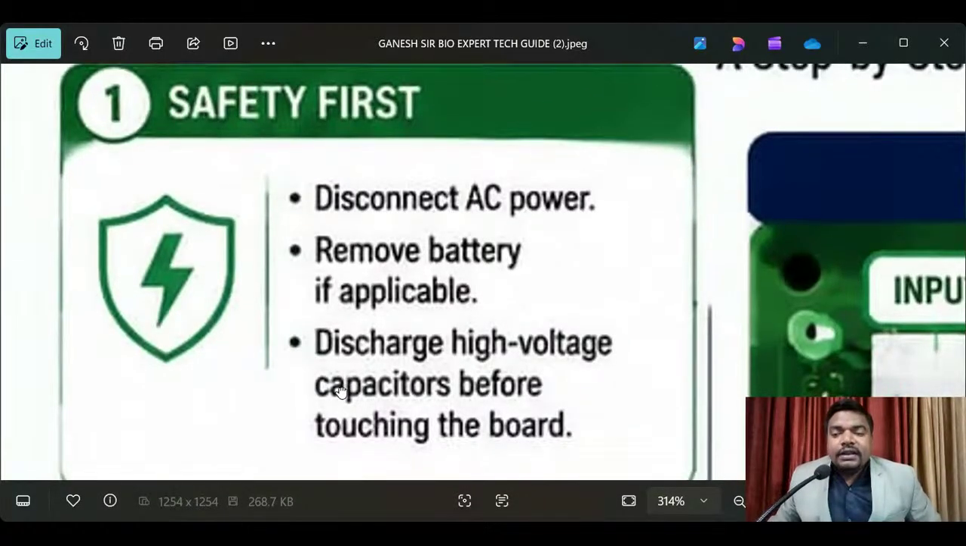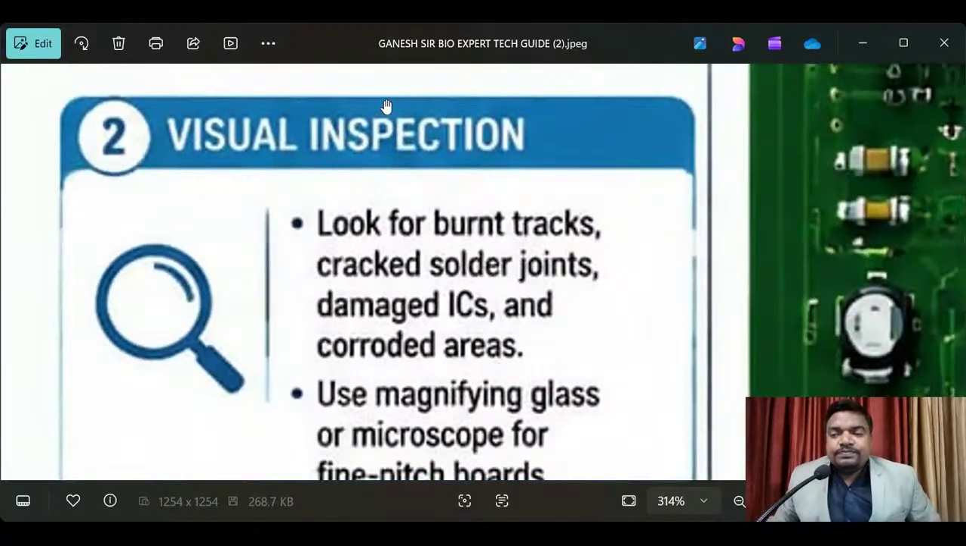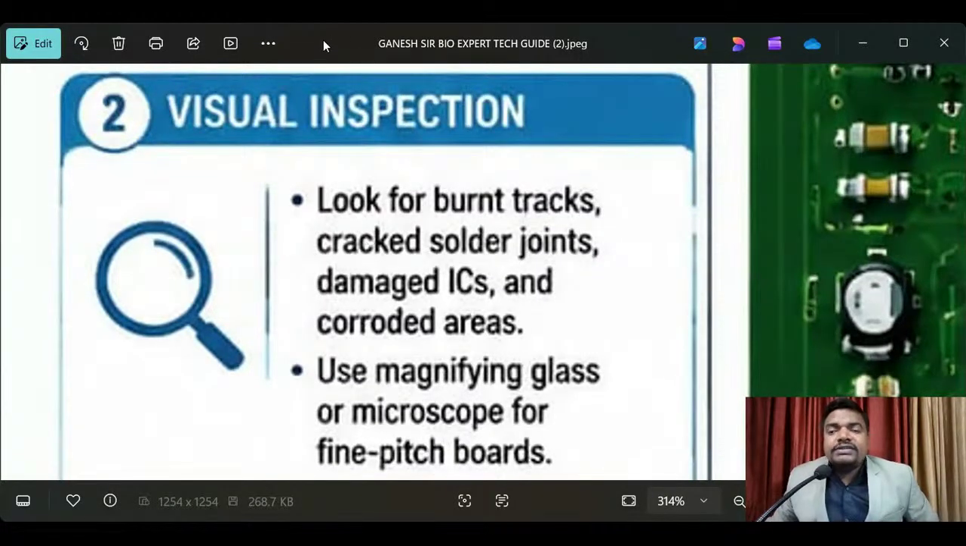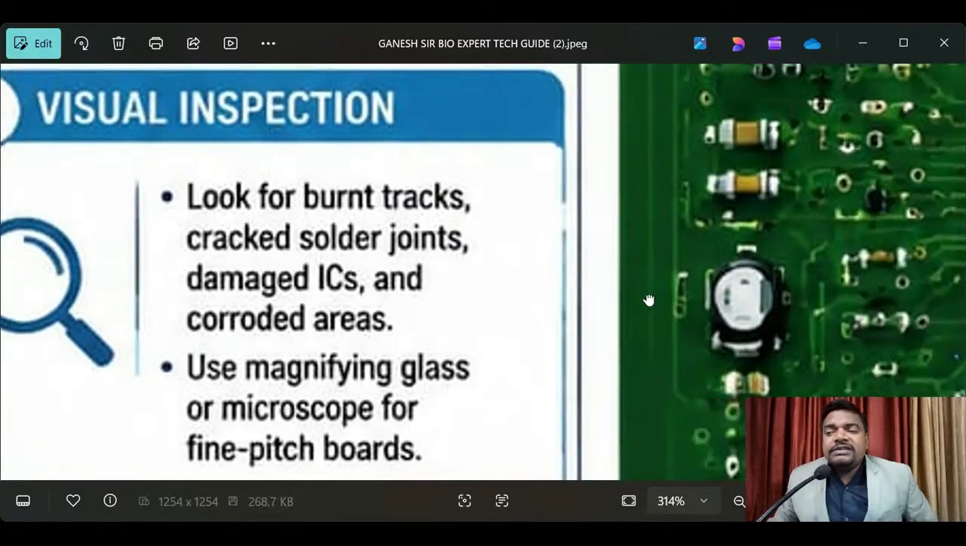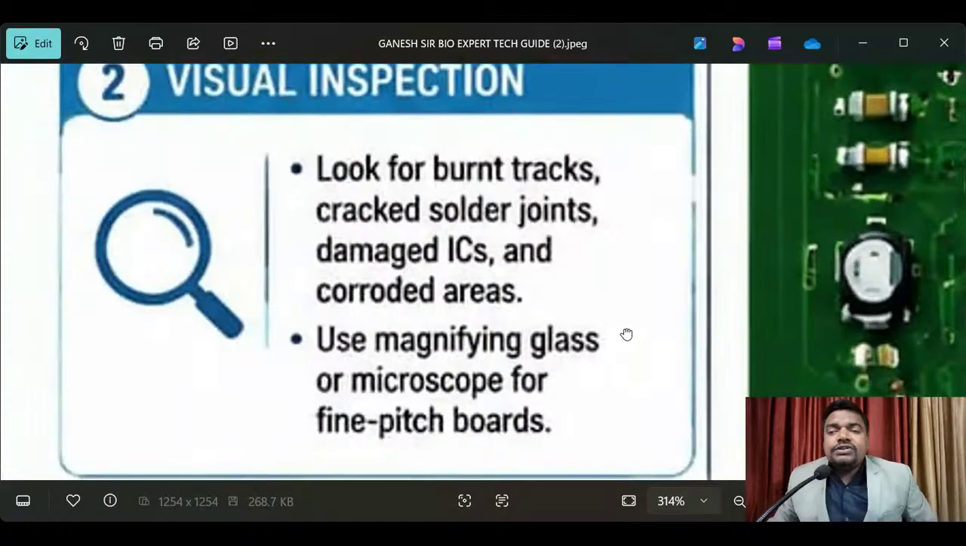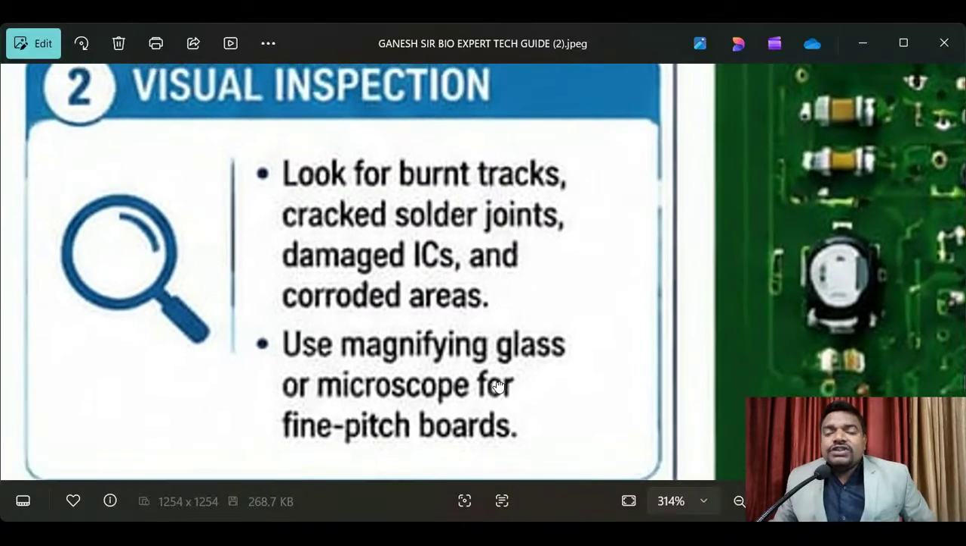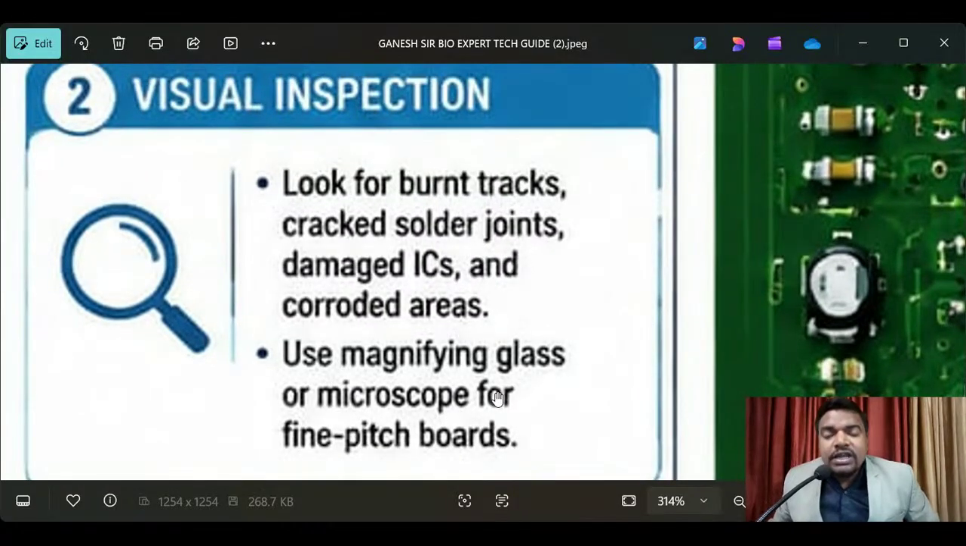Next, visual inspection. For the PCB tracing procedure, what are the steps? Second point, visual inspection. Whenever you see this equipment, this PCB board, look for burnt tracks, cracked solder joints, damaged ICs, and corroded areas, using a magnifying glass or microscope for fine pitch boards. So first of all, if you go to repair PCB boards, you have to do visual inspection. You have to observe burning, cracked soldering joints and everything.